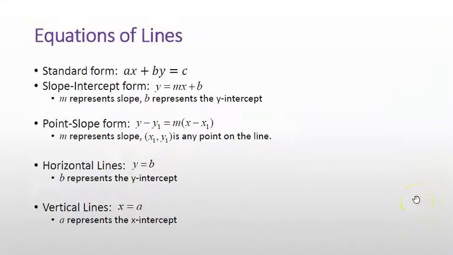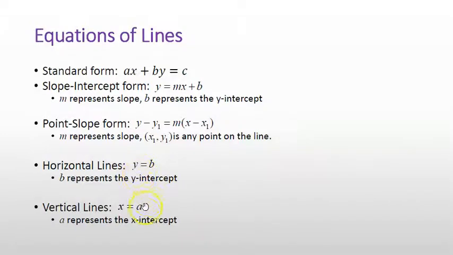Here's a summary of the equations of lines that we've seen so far. We had the standard form of a line. That was our definition of a linear equation in two variables, Ax plus By equals C. A and B are the coefficients, C is another real number, x and y are the variables. Slope-intercept form was very helpful when we're graphing: y equals mx plus b. In that case, the m is the slope, the b is the y-intercept. Now we have this point-slope form, y minus y1 equals m times x minus x1. Here m represents the slope, and x1, y1 is any point on the line, any point.